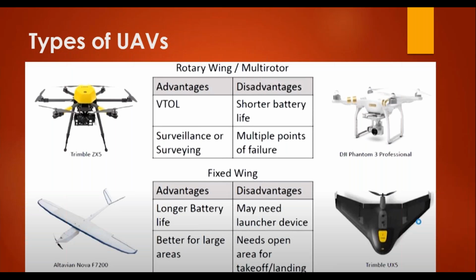Whereas fixed wings, which are given here, have wings that are fixed, as shown in the figure itself. They have a longer battery life because the wings are fixed and more space is available, but VTOL, vertical takeoff and landing, is not possible in this kind. So we find some space to fit the batteries in these fixed wing drones. They require a launch, and are also better for larger area coverage, and they need an open area for takeoff and landing, definitely.